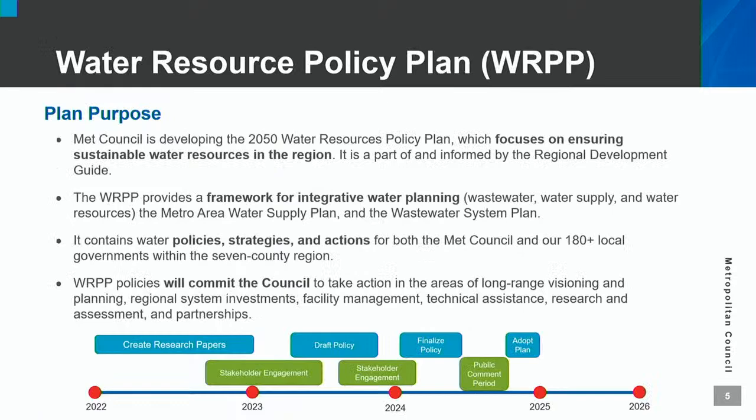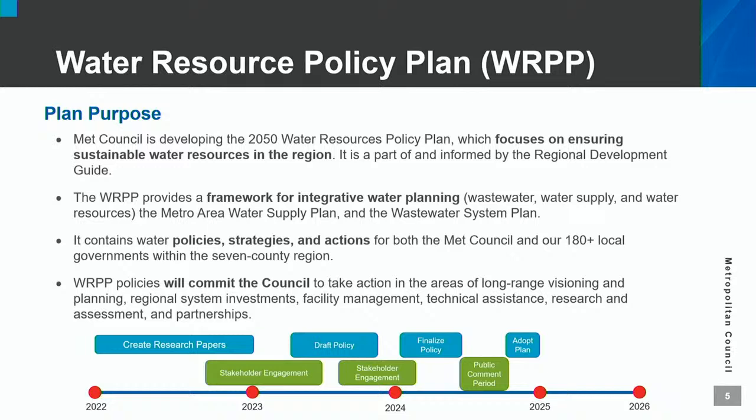All of that work is encapsulated inside of the Water Resources Policy Plan. This is a plan which will be part and has been a part of the Regional Development Guide. So the 2050 Water Resources Policy Plan, which is the one that we are currently starting to formulate, draft, and pull together, will focus on ensuring sustainable water resources within the region. It also provides that framework for thinking about water holistically. So again, not just looking at it through the lens of surface water, but thinking about it across from supply, wastewater, and surface water holistically.